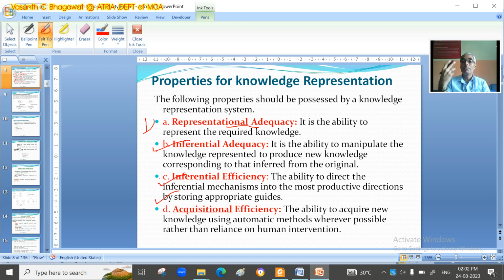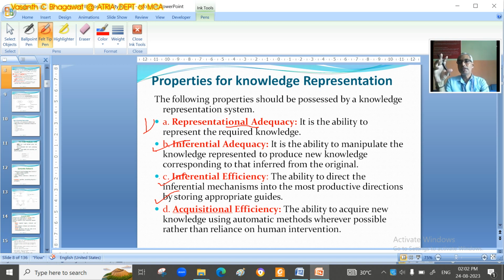Does your system have the ability to represent all the knowledge? That's the representational adequacy. Then inferential adequacy: are you able to manipulate all this knowledge which is stored in your knowledge base? Are you able to infer and produce new knowledge?